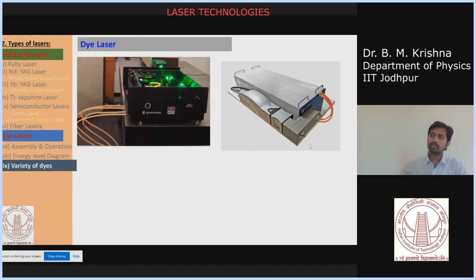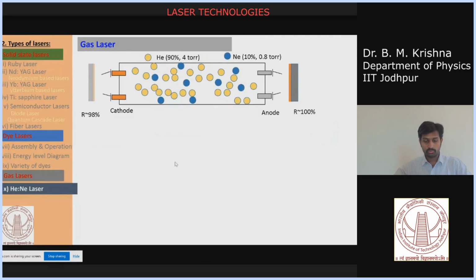500 nanometers will be your output. So this is the output port to get a lasing. So these are a few examples of the dye lasers. Then we will move on to gas lasers.